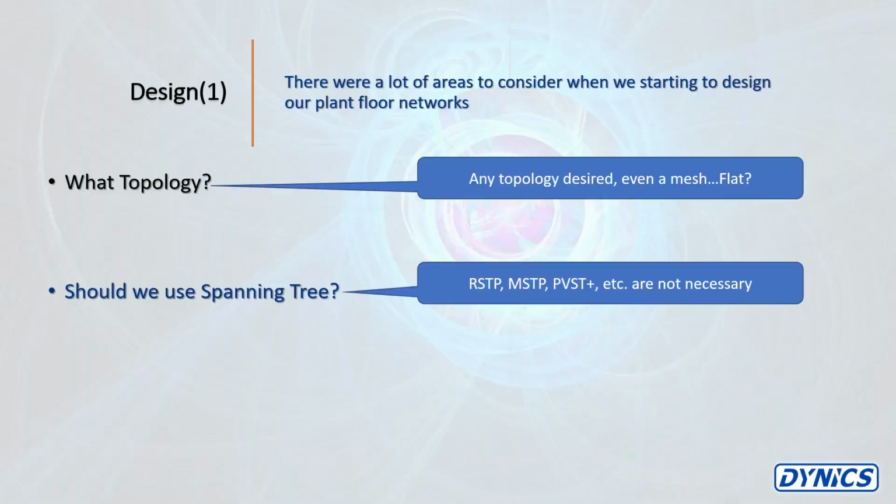What about spanning trees? Well, we ended up at the time using rapid spanning tree, right? Because if an engineer or an electrician plugged the cables into the wrong place in the network and created a loop, the whole line would go down. So we needed something in '06 that would keep that from happening.